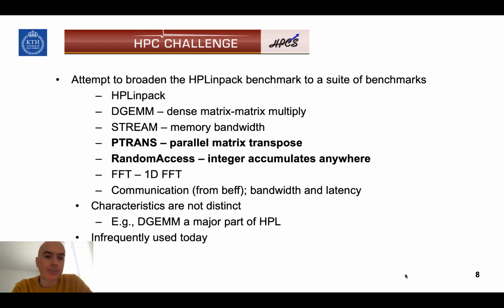So one of the problems of this collection is that the characteristics are not distinct, in the sense that HPL is already computing many DGEMM operations. So DGEMM is actually a part of the HPL benchmark. And as I told you before, it used to be used quite a lot in the past, but is less used today.